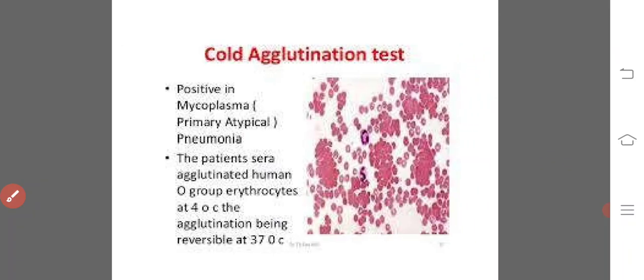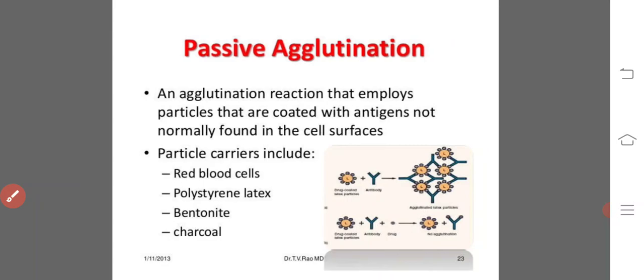testing. And coming to the cold agglutination, so it is based upon the temperature. The patient sera agglutinated human O group erythrocytes at 4 degrees Celsius. The agglutination being reversible at 37 degrees Celsius. So it is based upon the temperature.